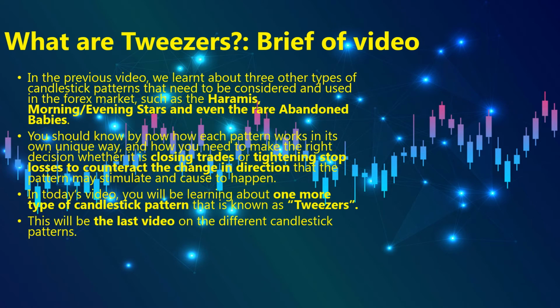In the last video, we learned about three special types of candlestick patterns, which were the haramis, the morning and evening stars, and even a little bit about the rarely seen in the Forex market, but still important, abandoned babies. You should know by now how all these candlesticks counteract with one another and how they stimulate a transition in the market in their own unique ways.